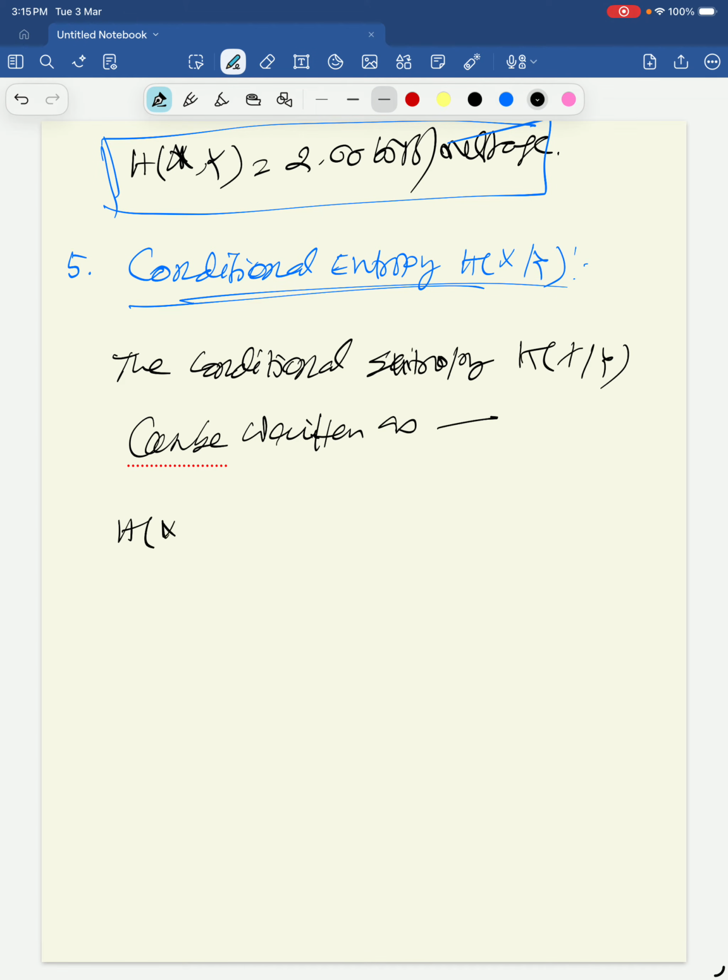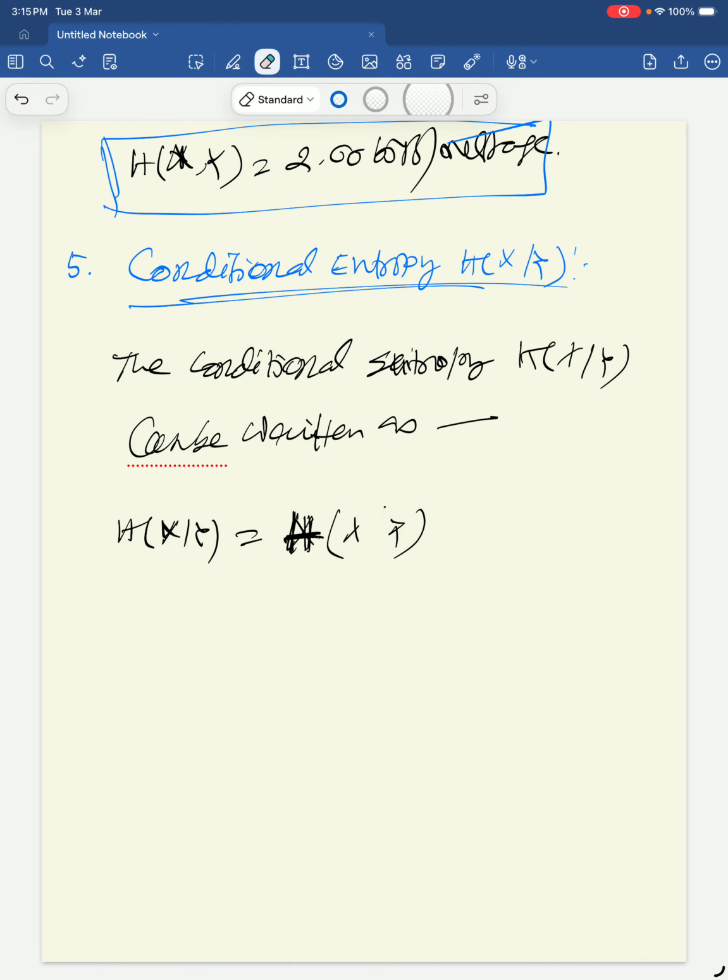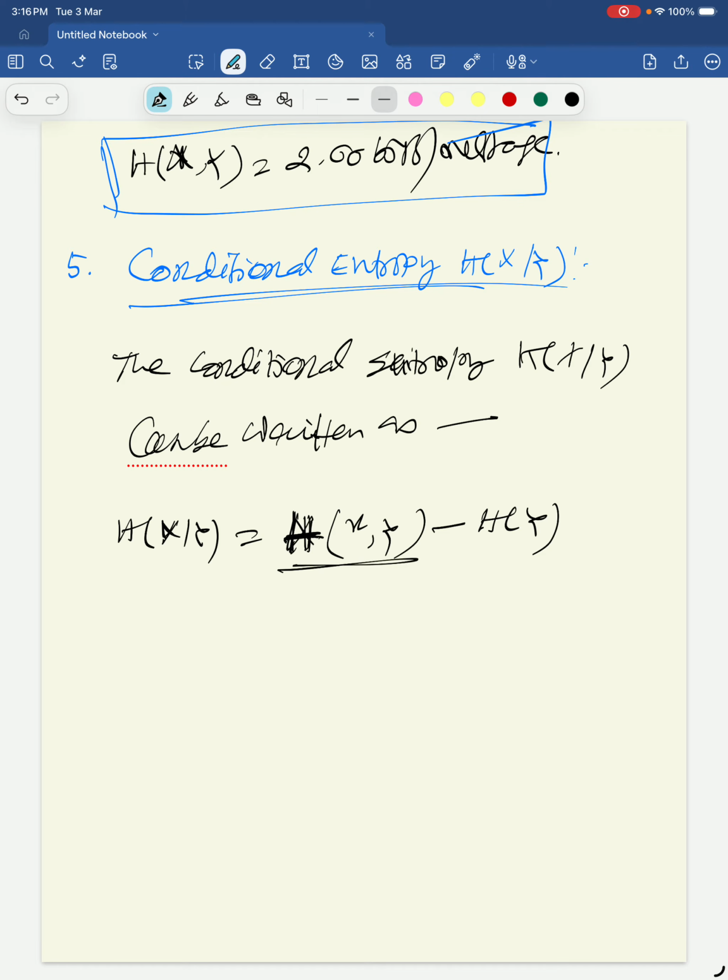H of X by Y is equal to H of X comma Y minus H of Y. So H of X comma Y minus H of Y, then we get X by Y.